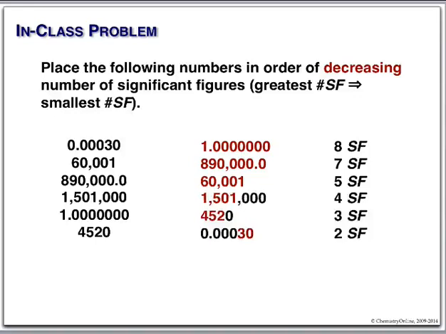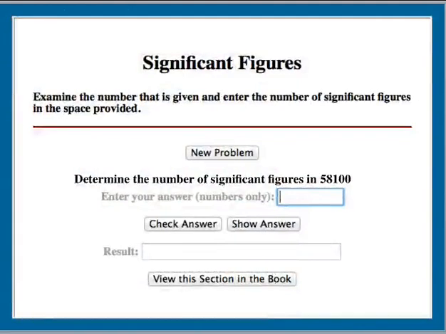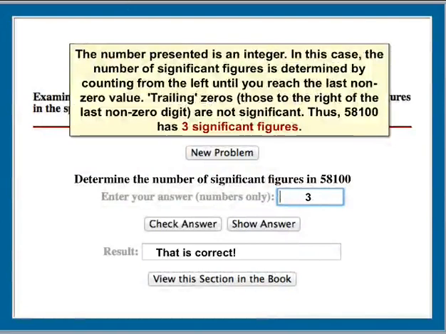Now, if you want practice on this, of course, there's a tutorial. It simply gives you a number. I ask you to type in a number of significant figures. We look at this and we say it has no decimal, so those trailing zeros go. We're left with these 3 significant figures.